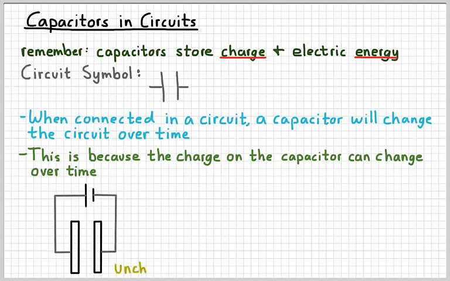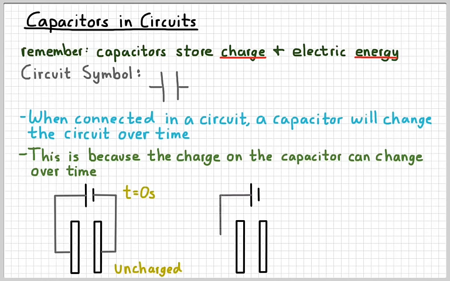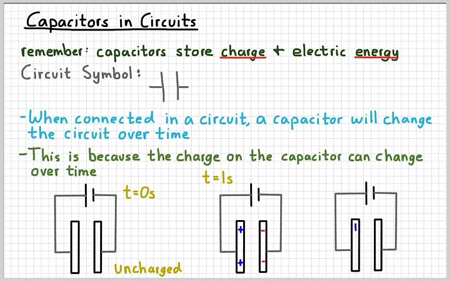For instance, if we take a parallel plate capacitor that's initially uncharged and then connect it to a battery, a few seconds later, or in this case 1 second later, it's going to collect a little bit of charge, but then another second later it's going to collect more charge. Because the charge on a capacitor changes over time, the way that the circuit around it behaves will change over time as well. That's the big idea for today.